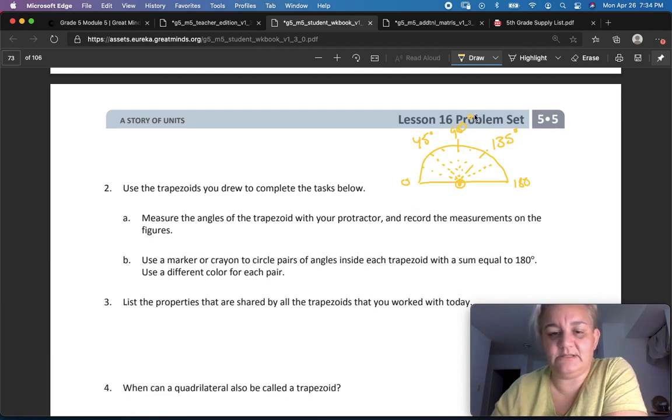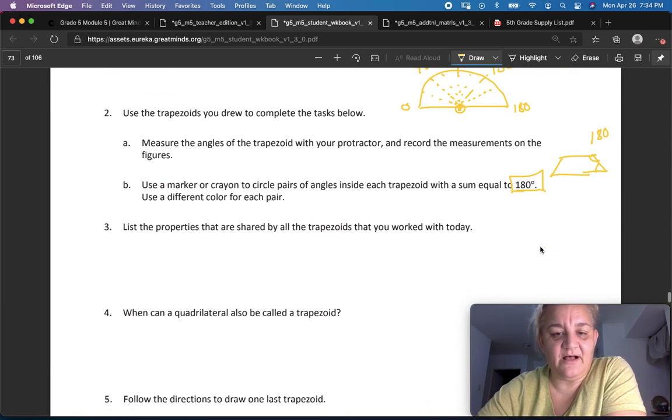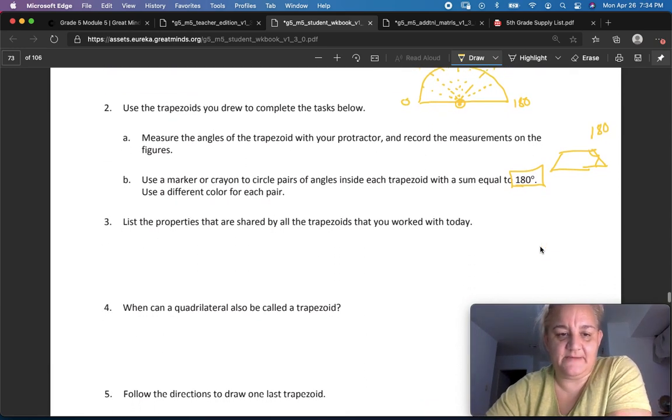Use a marker or crayon to circle pairs of angles inside each trapezoid with a sum equal to 180 degrees. Remember, I said angles inside a trapezoid. All 4 together make 360, but the 2 on either side equal 180. Okay, list the properties that are shared by all trapezoids that you worked with today.